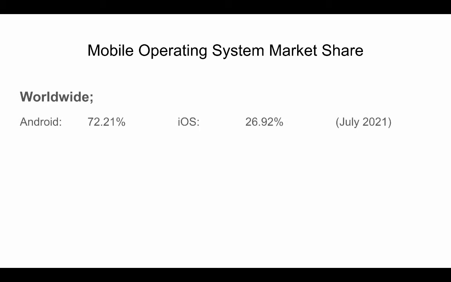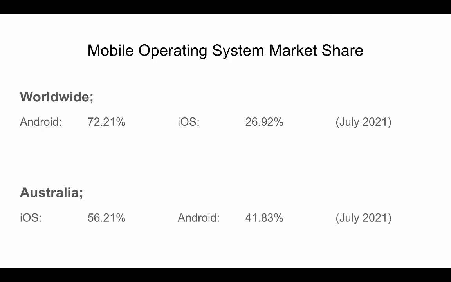Worldwide, Android has about 70% of the market, but in Australia, Android only has 41% of the market. So in Australia, as you can see, 56% of the phones that are out there are using iPhones, using Apple operating systems. And that shows the sort of wealth of our country, that obviously the iPhone is more expensive.